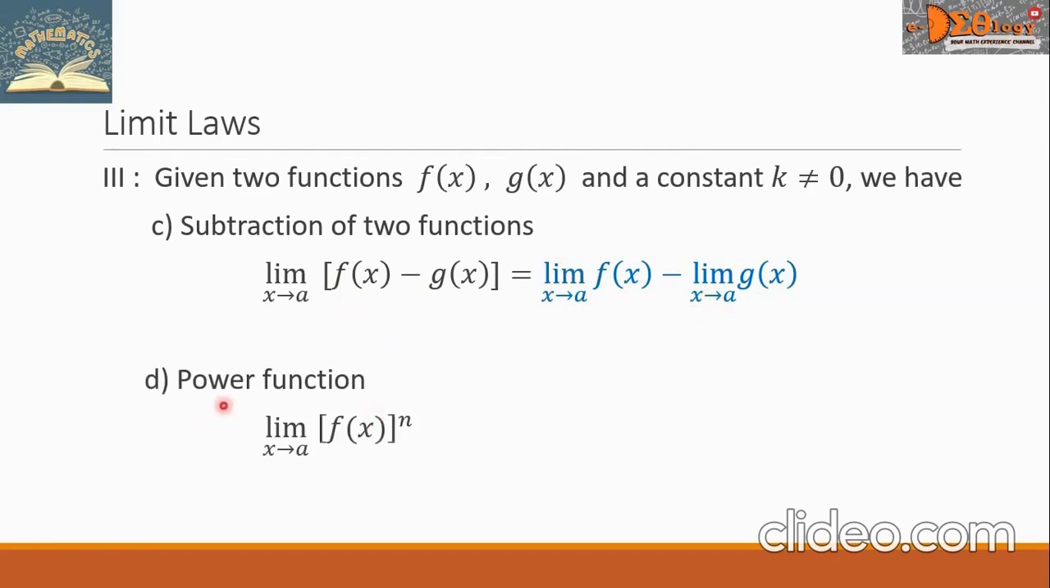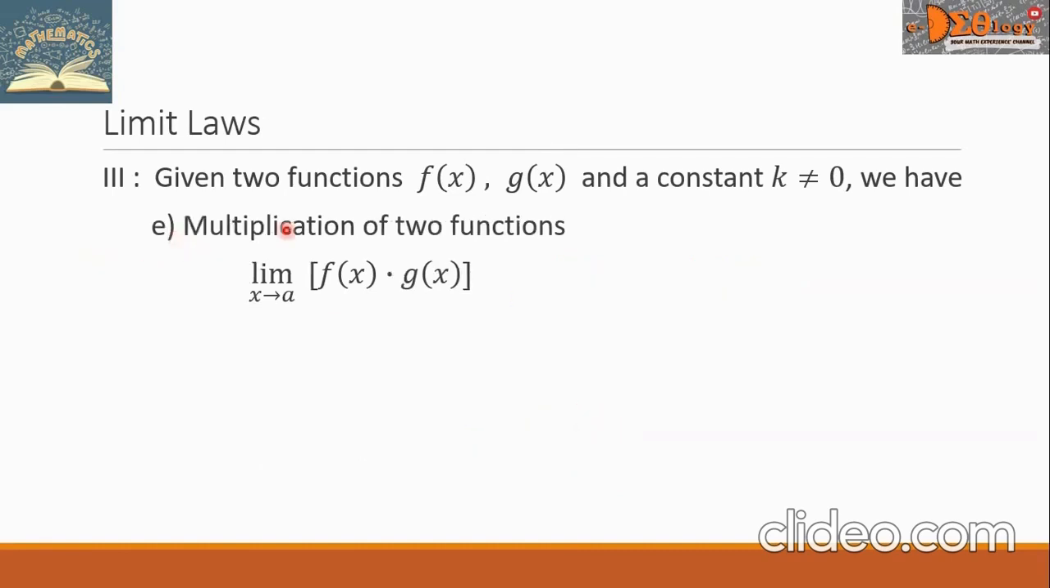Letter D, the power function. We have here the limit as x approaches a of the function f of x that is raised to a power n. To simplify this, we're going to take the limit of the function as x approaches a, and afterwards we will take the power of that limit. So you see here, this is the limit of f of x as x approaches a, and the power n is outside.